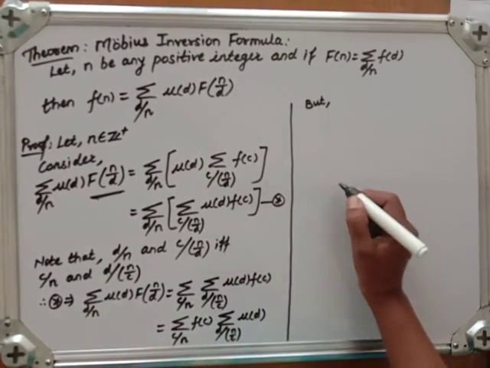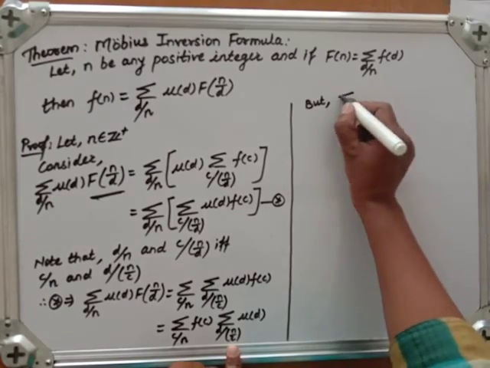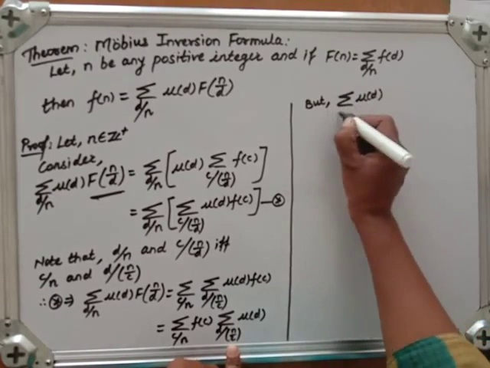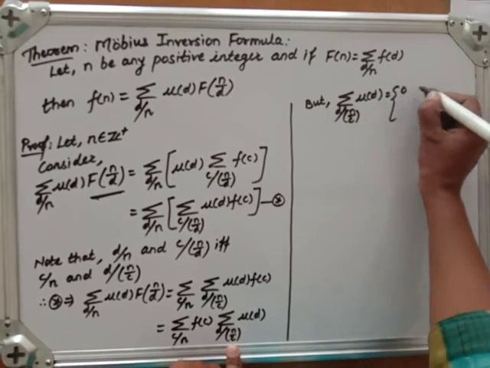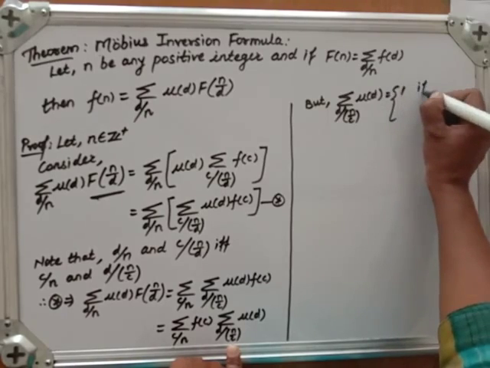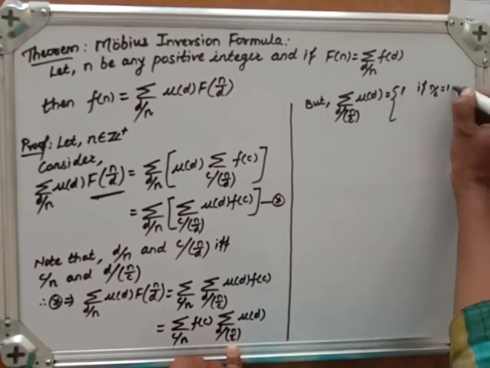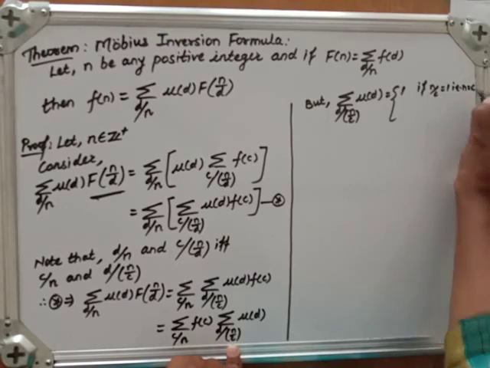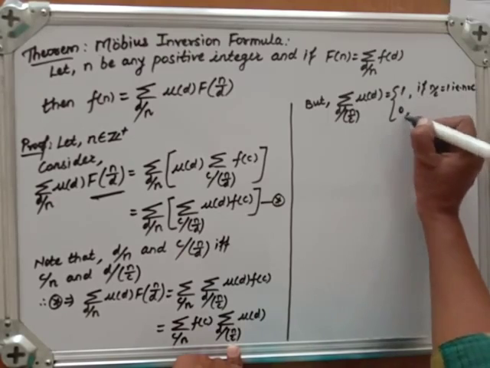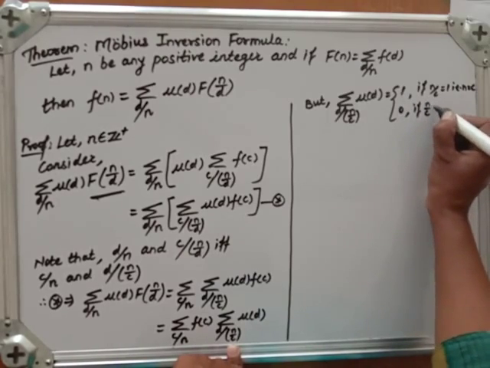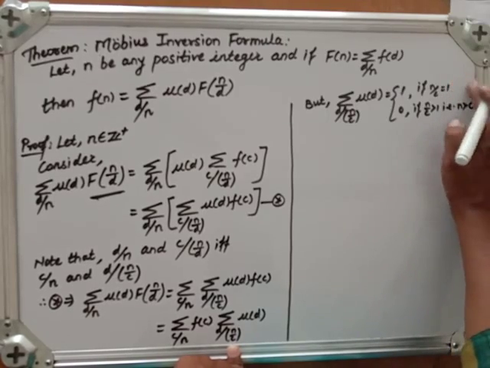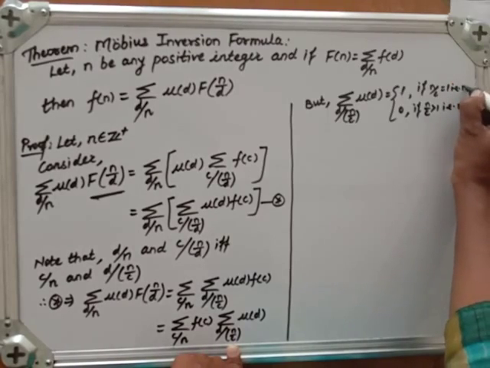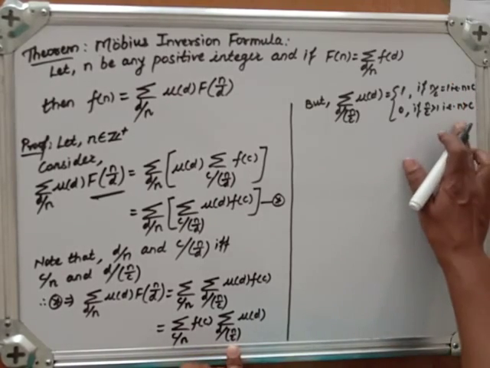Now, the summation of mu(d) where d divides n/c is what? It is 1 if n/c is equal to 1, that is n equal to c, and it is 0 if n/c is greater than 1, that is n greater than c. This is using the previous theorem.